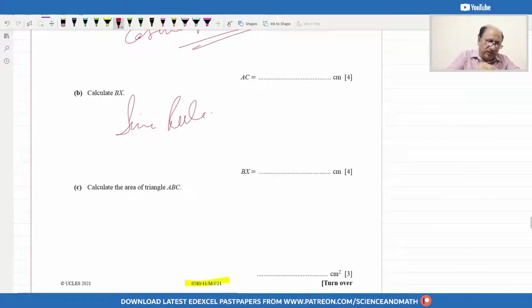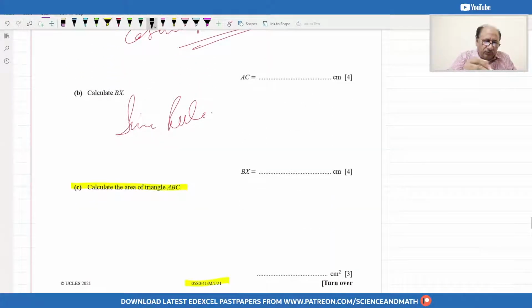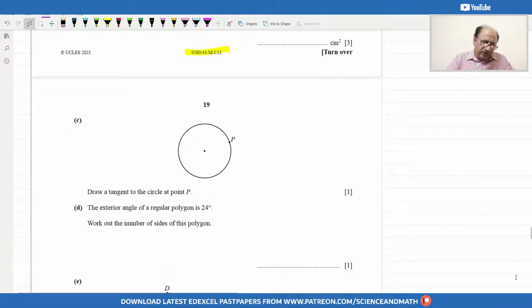And next is calculate the area of the triangle ABC. To find the area, we have angles and we have lengths also. After finding this length and this length, you can apply half times AB sine C. So the area of the triangle is equal to half times AB sine C, and you will solve this question. Hopefully you are understanding this. Next, this part C is basically a different topic, so I'm not taking this one.